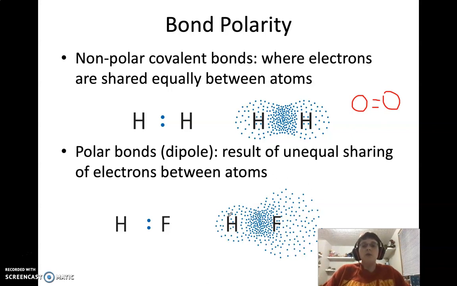So hydrogen only has that 1 electron of its own. It's sharing 1 with fluorine. But remember, fluorine has a lot more electrons to start with. So it's sharing 1 electron with hydrogen, but it has its own group of electrons already. So we're going to have a lot more of the negative charge building up on this side of the covalent bond because you've just got more electrons on that side.